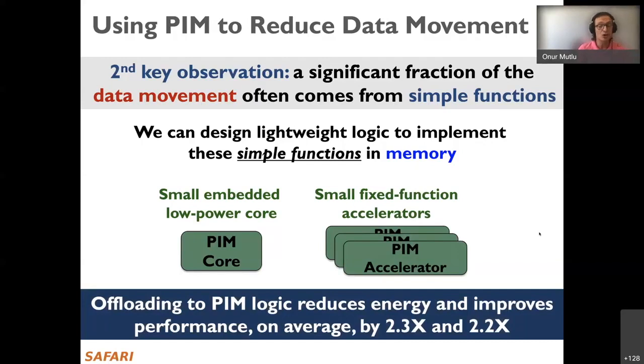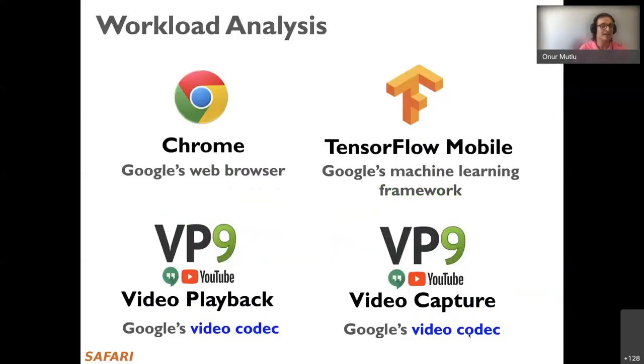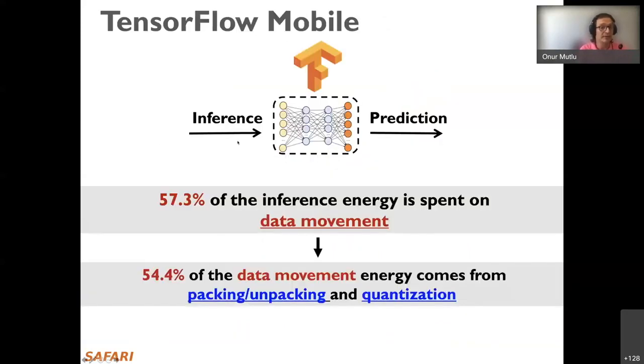So I think we want to have heterogeneous execution units near memory, cores, accelerators, and reconfigurable logic going into the future. And we showed that by being careful about what you offload, you can actually gain more than 2x performance and energy improvement in real workloads like the ones that I mentioned. So just to give you an example, these are the workloads. And machine learning inference, for example, TensorFlow Mobile is Google's machine learning framework. Machine learning inference is very much bottlenecked by data movement. More than 50% of the inference energy is spent on data movement. And more than 50% of that data movement energy comes from packing, unpacking, and quantization operations.